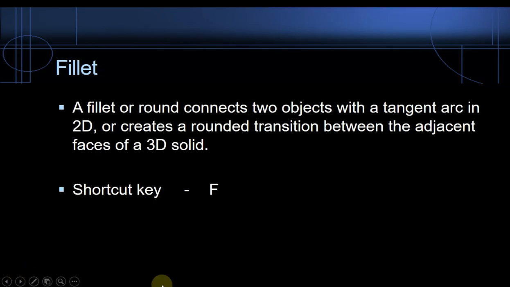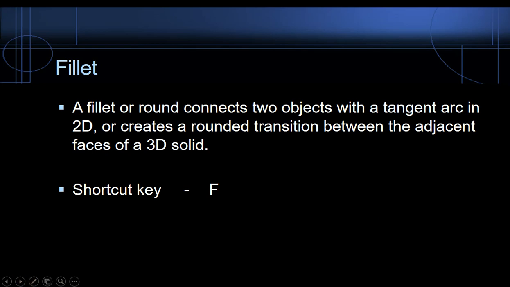Yan. Fillet. So, naalala ko tuloy yung fish fillet, no? A fillet is a rounded corner with two objects with tangent arc in 2D, or creates a rounded transition between adjacent faces of a 3D solid. No? Pwede itong 2D. We can use this in 2D. We can use this also in solid form. So, 2D lang muna tayo. So, mag-fillet tayo.